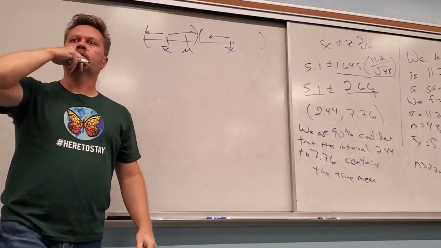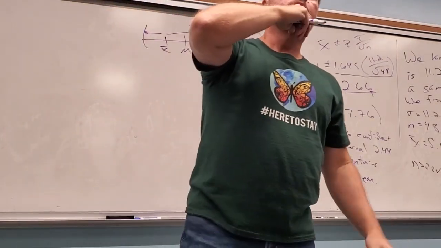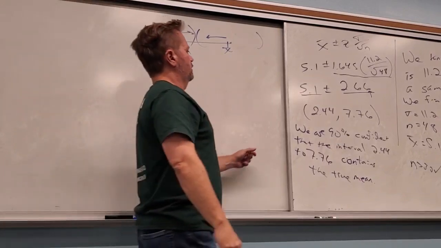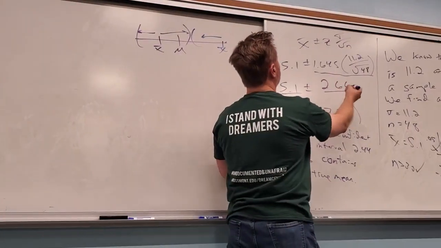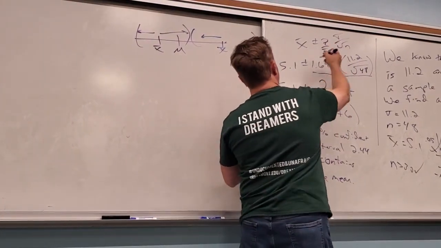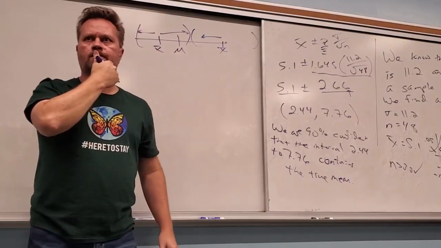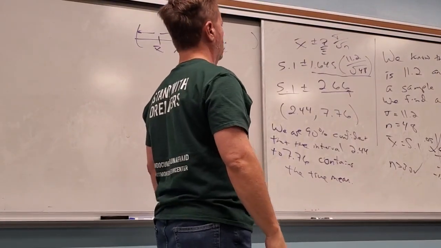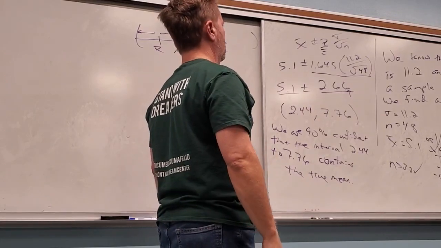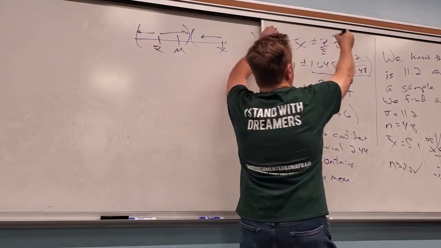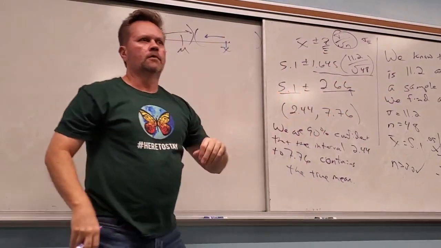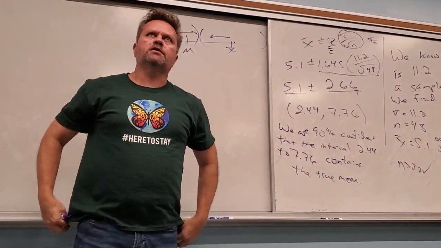Yes? What do you call 1.645? Sigma X bar? No. Okay. What is 1.645? It is the z-score. I mean, the 1.617. The 11.2 over square root of 48. Oh, yeah, this is sigma x bar, of course. Okay, thank you. Which just means the standard deviation of the sample means.